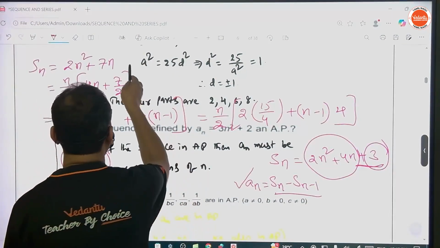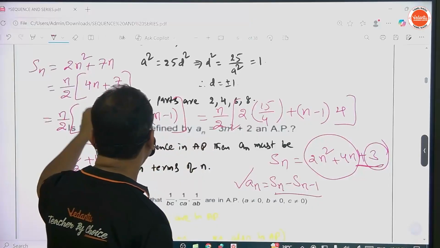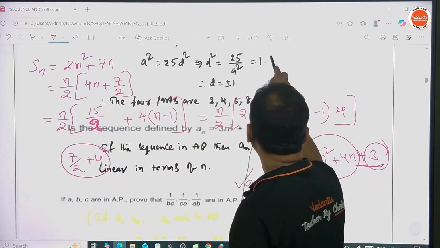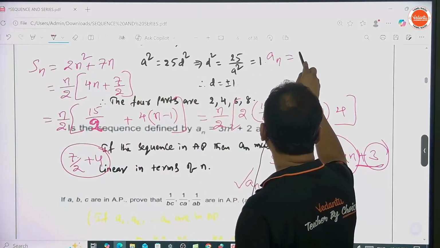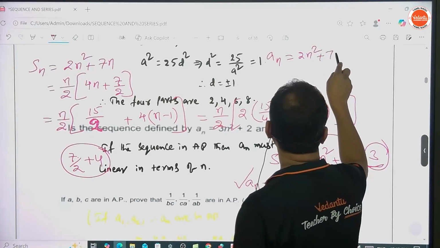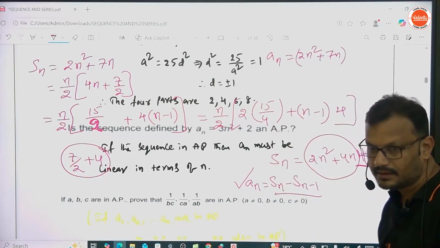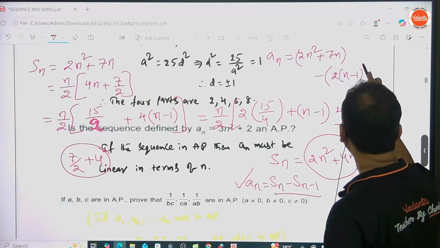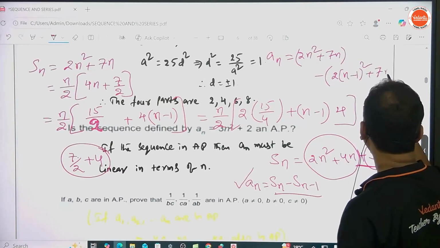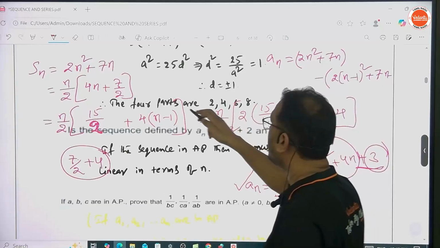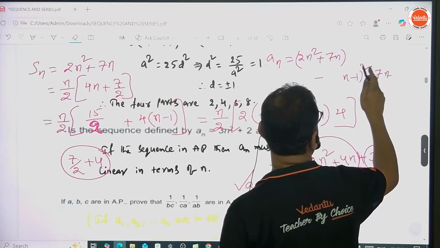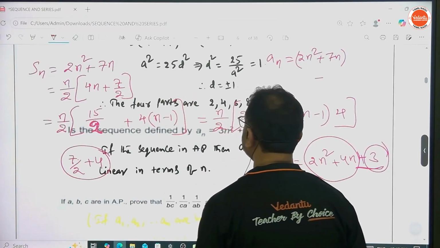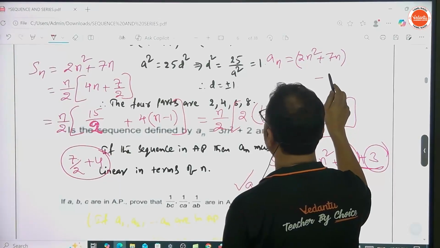But if it is in AP, then generally how will you find it without doing this? We are comparing with the nth term, right? Without comparing, we can find an. What is an? 2n square plus 7n, that is Sn. And what is Sn minus 1? 2 times of n minus 1 whole square plus 7 times of n minus 1. So that you can take.